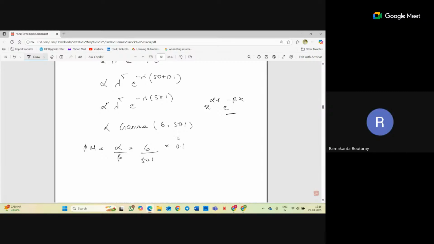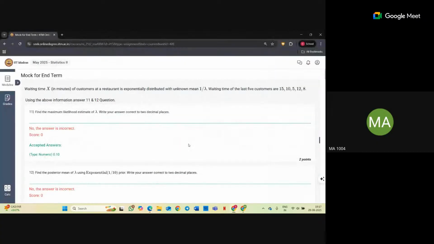Ma'am, that is alpha to the power 5, but we made it 6 because it is minus 1. So if you compare it with this equation, e to the power minus lambda within bracket 50.1, that is the value of beta, and alpha minus 1 is coming out to be 5. So alpha would be what? 6, right? So this is coming out to be 0.119, or you can say 0.12. Fine. This is the answer.